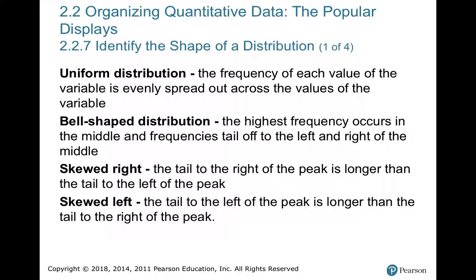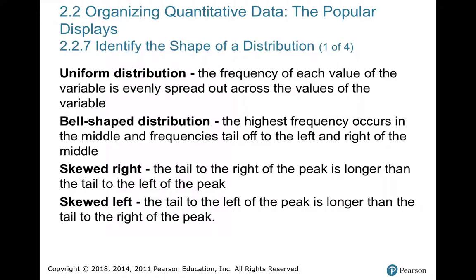So everything is about equal or level. So the histogram, all of those rectangles are at pretty much the same height, if not exactly the same height. That's a uniform distribution. Everything is just evenly spread out, same height.